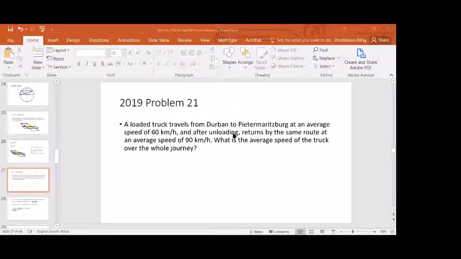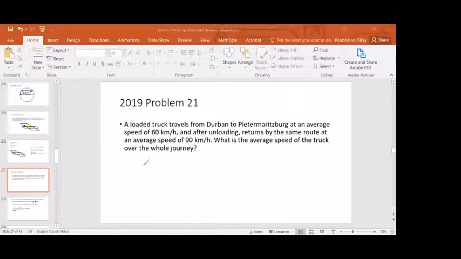Now, this is a trap question. The question is for the journey now. So you're not worried about what happened when it's in Pietermaritzburg and it's unloading. You just want to know while it's traveling, what is the average speed? The natural inclination would be to say, well, you got 60 up, 90 down, and therefore the average speed is 150 divided by 2, which is 75. It turns out that that is not the answer to the question. So it's something that people can easily make a mistake with.